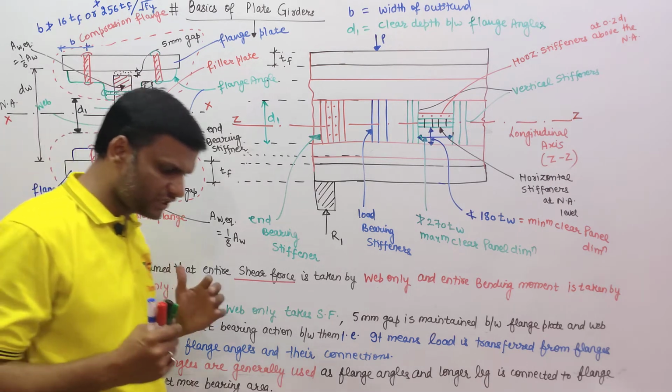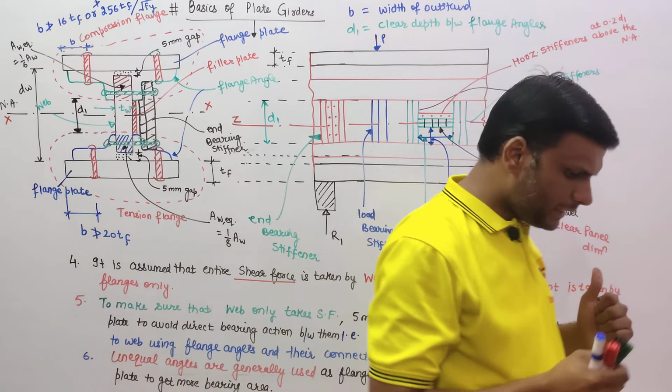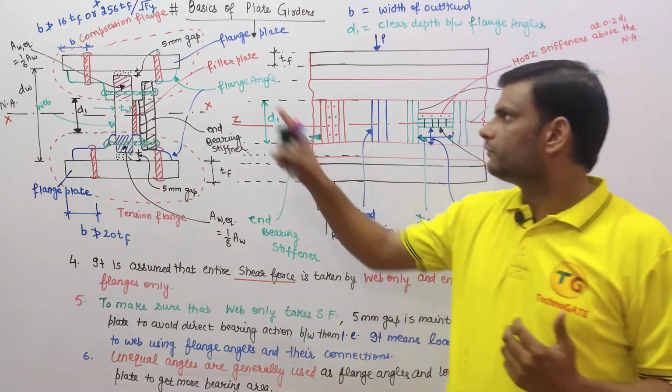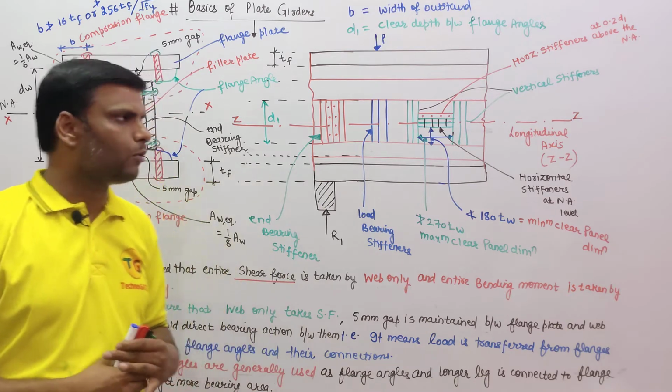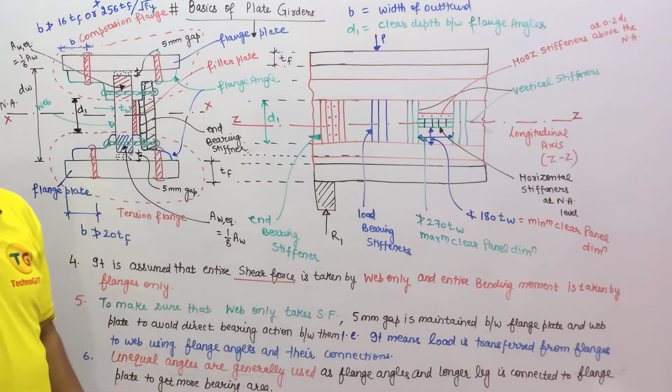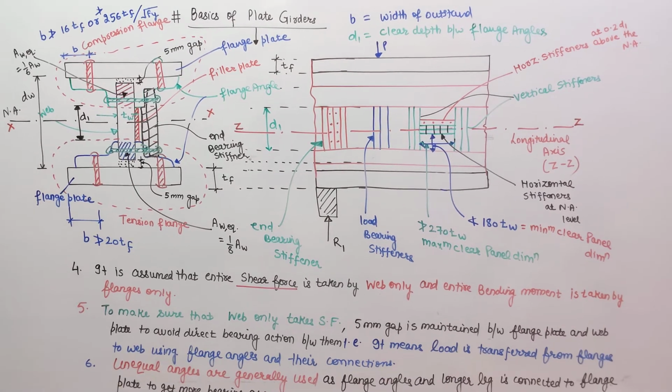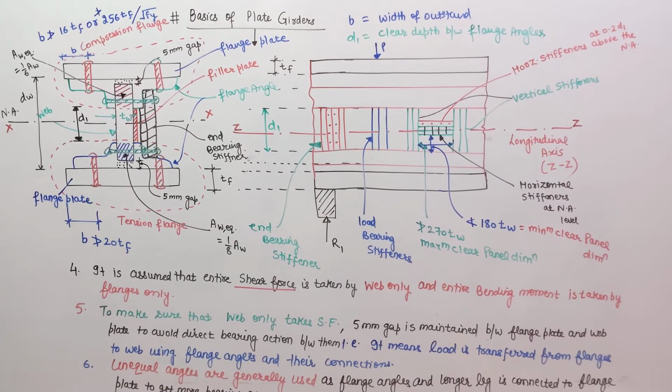Unequal angles are generally used as the flange angles, and longer leg is connected to the flange plate to get more bearing area or more transferred area, to get more area for transferring the load.